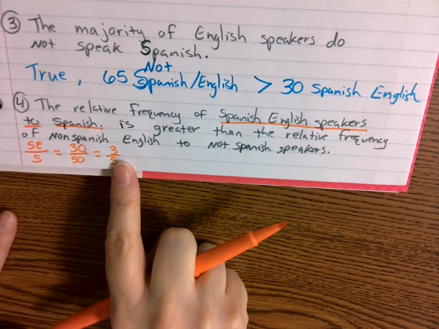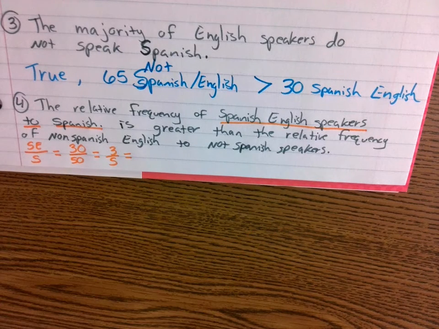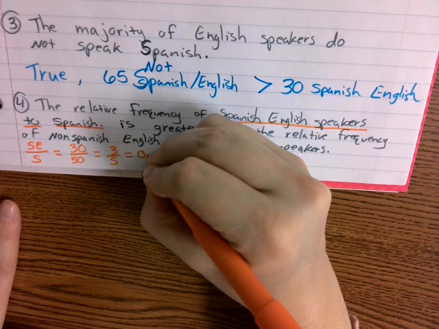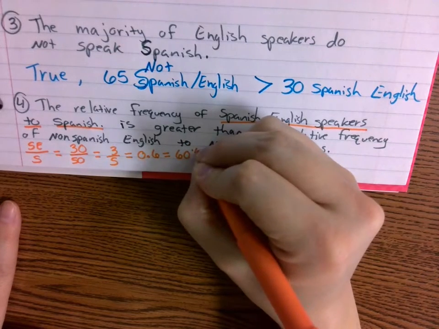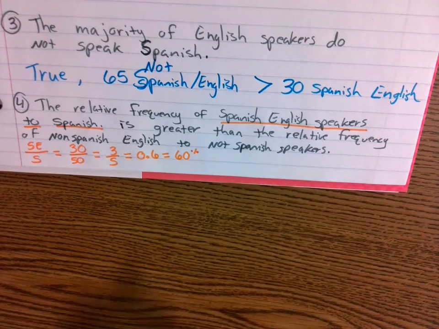You can change it or convert it into a decimal. 3/5 is the same thing as 0.6. 0.6 is also the same thing as 60%. So I want to make sure that I understand how to write it in all three formats, in fraction, decimal, and percent form, which is what we used to do in our probability unit.